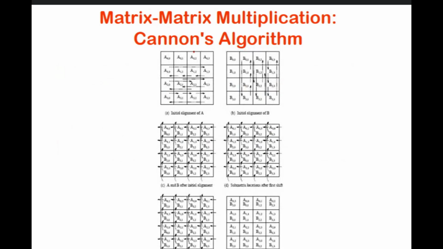So ma'am, basically what happens here is, in the first matrix we do a left shift in each row, and in the second matrix we do an upshift in each column. After the initial alignment is done, we do a single left shift in the A matrix and an upshift in the B matrix to generate the first shift, second shift, and third shift. After the third shift, we do a total of root p shifts until we get the resultant C matrix.